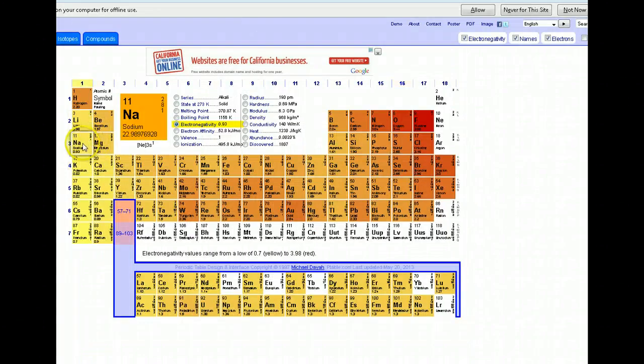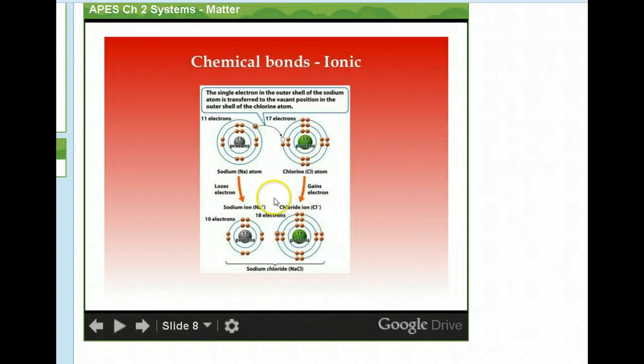I've got sodium and chlorine, so they're far apart on the periodic table, so they are going to bond ionically. They're far apart. Chlorine is the more electronegative, so it actually grabs this electron from sodium and brings it over to fill its shell up. Now it's happy, it has 8 electrons around it. Remember, atoms are happy when they have a full shell on the outside.